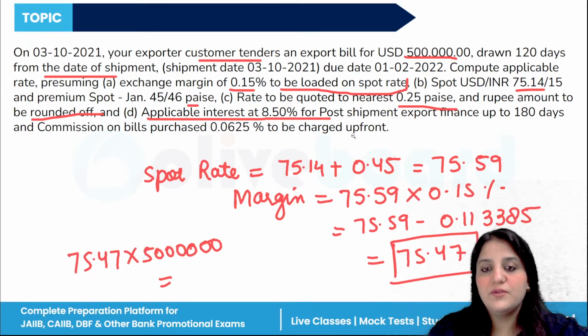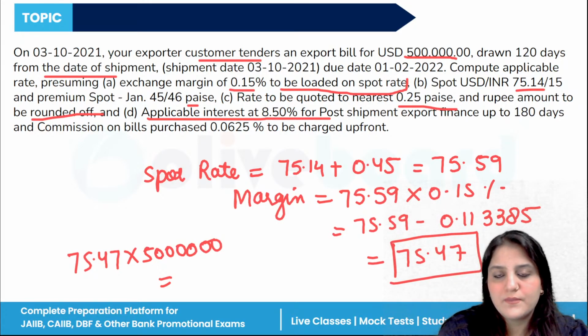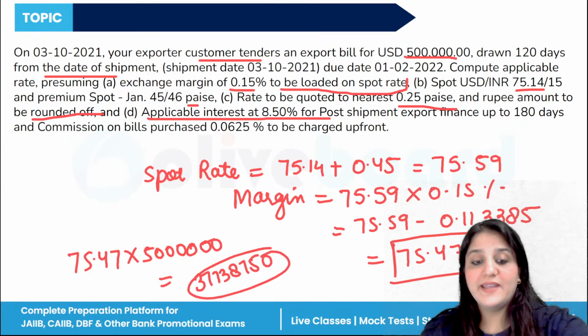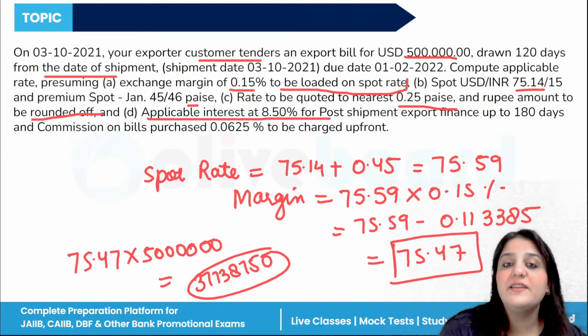when we multiply it, 37738,750. Okay, so this is 37738,750. So this is the INR proceeds. Now we have to deduct the bank charges.